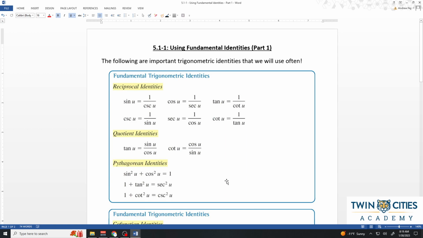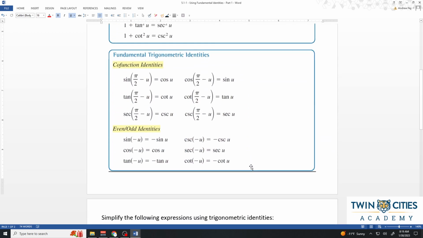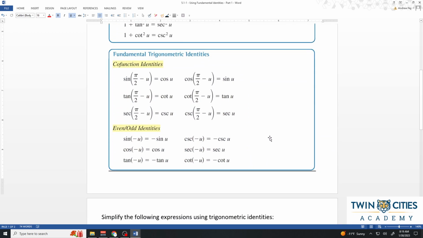For the Pythagorean identities, I've got sine squared plus cosine squared equals 1, 1 plus tangent squared equals secant squared, and 1 plus cotangent squared equals cosecant squared. I've also got these cofunction identities and even-odd identities. These ones are a little bit tougher to memorize, but sine of pi over 2 minus u equals cosine of u, and we can also say that cosine of pi over 2 minus u equals sine of u. So these two are connected here.